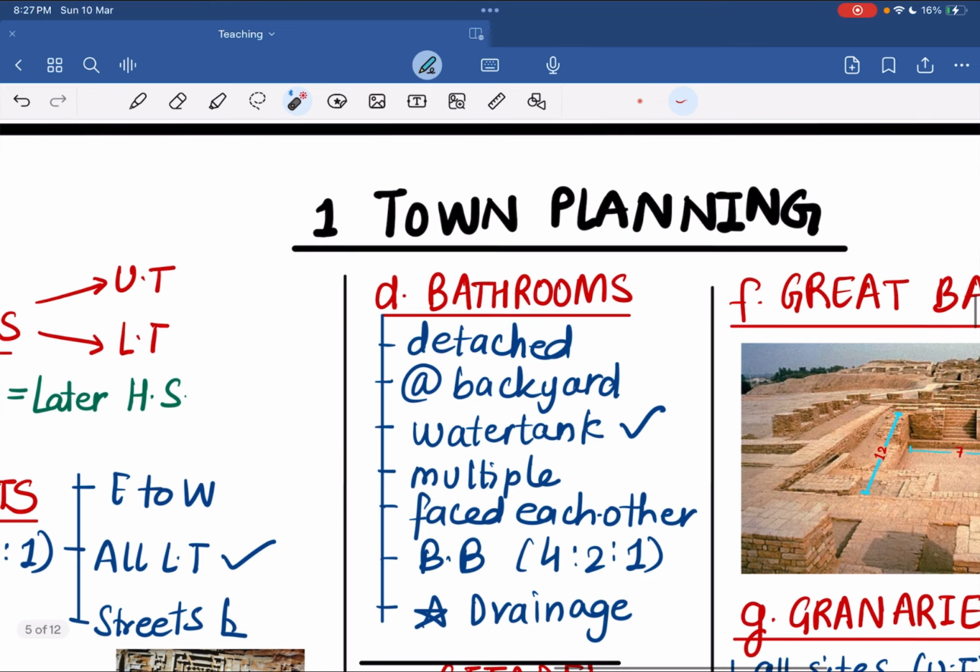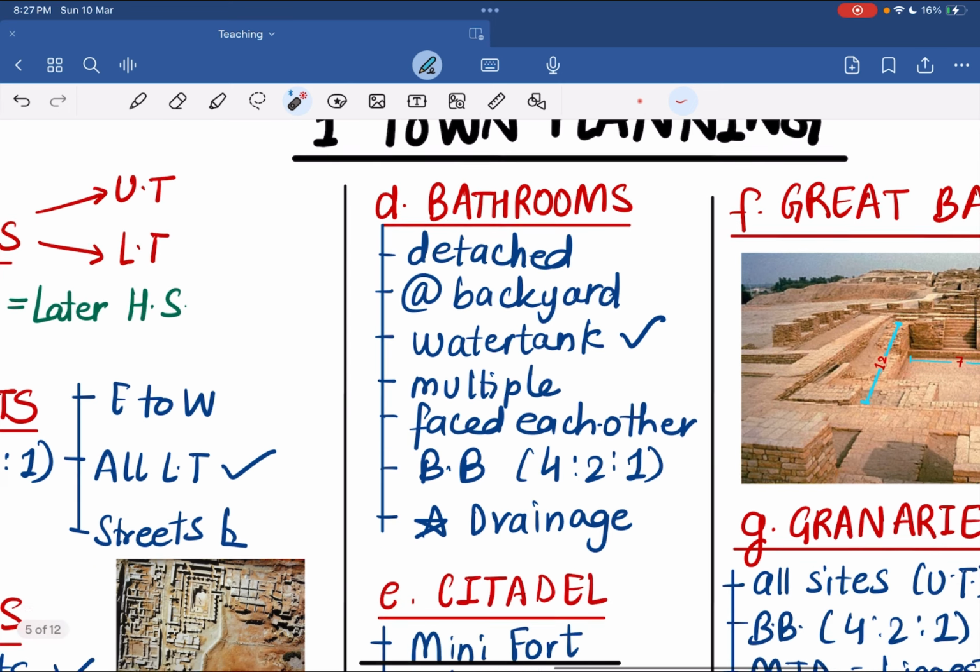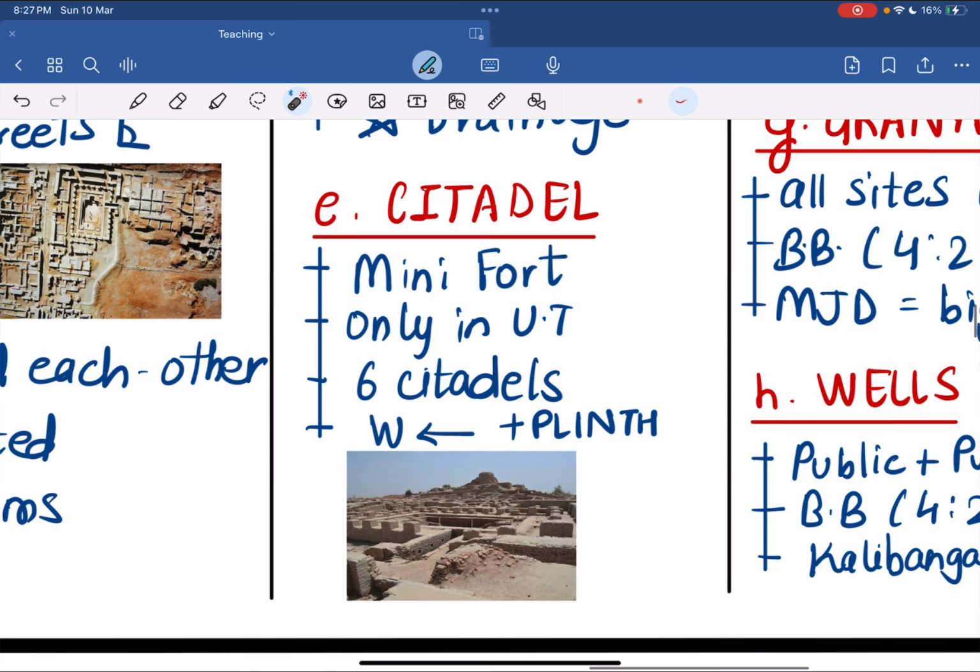Harappan civilization का impressive feature was town planning. Town planning's most impressive feature was the drainage system. Then moving to citadel. Now citadel is nothing but a mini fort. It's found in the upper town only.